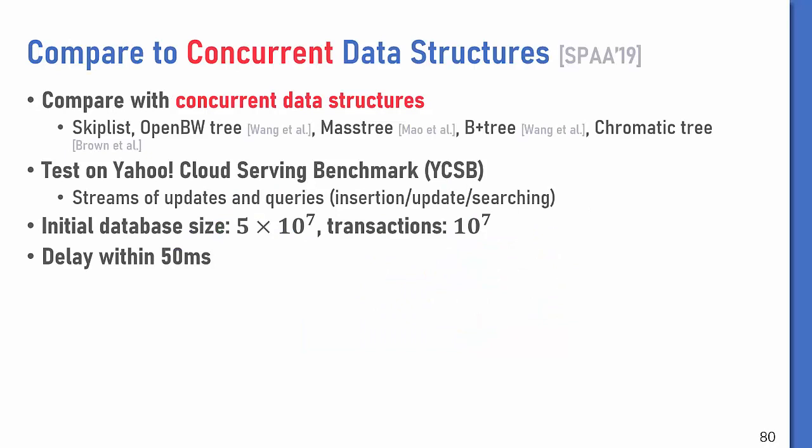Now, here I want to show some experimental results. We compare P-tree plus batching with some existing concurrent data structures. The testing data is YCSB, the Yahoo Cloud Serving Benchmark, which contains different distributions of operations to a key-value store. Our experiments run on a machine with 72 cores with hyperthreading. We start with a database of 50 million key-value pairs and use 10 million single-operation transactions. For our batching, since we buffer the transactions for a while, we control the delay of any transaction to be within 50 milliseconds.